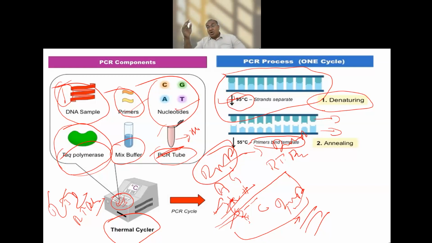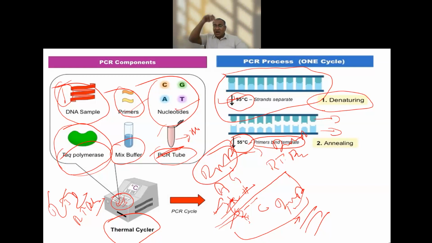So for that, temperature also is important. When I'm treating it here, it's very important that I maintain the temperature of 55 degrees. If it is more, I can't do it. If it is lower than this, I can't do it, because annealing is nothing but the primer attaching onto the templates of the DNA. So this is a very important point we are going to learn. The basic point is nothing but the variations of the temperature.